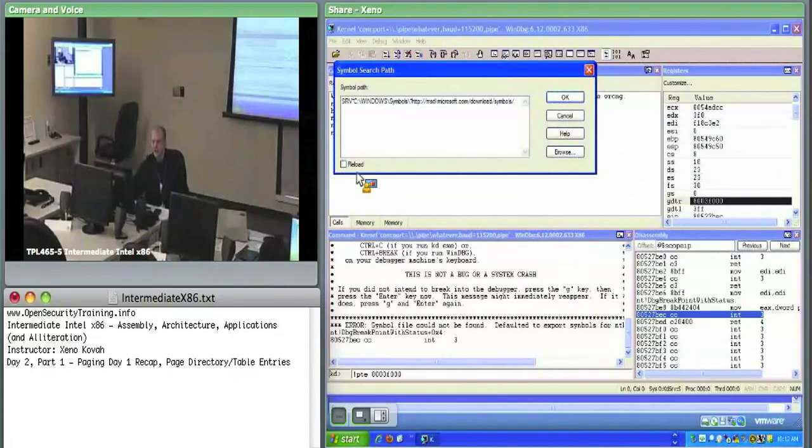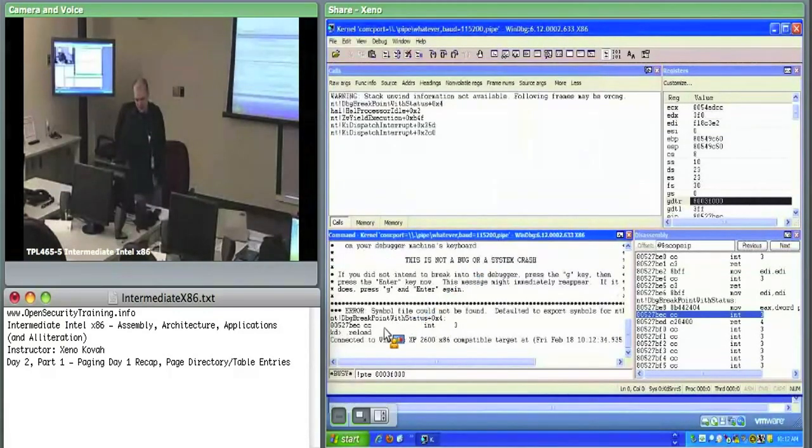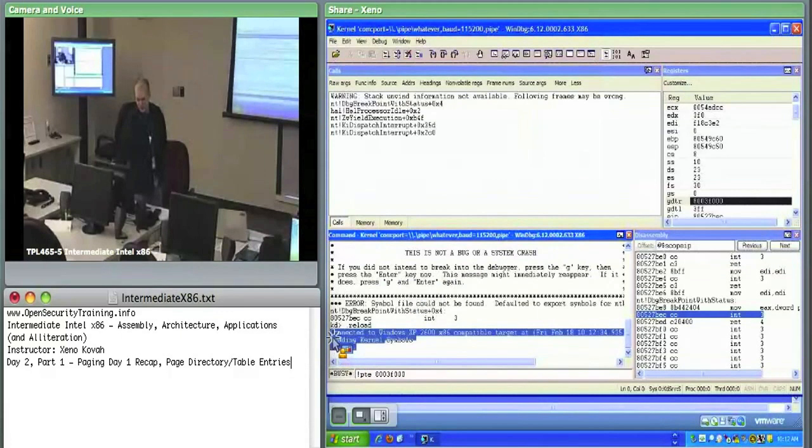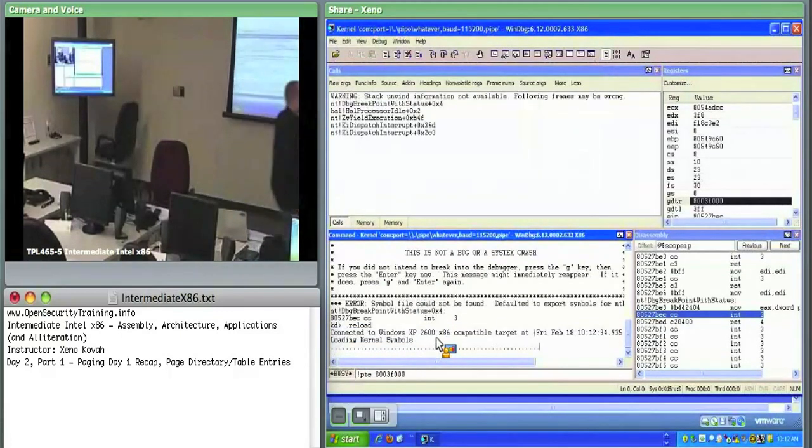All right, then you want to check the reload checkbox and hit OK. Refresh. Hit OK. If everything is succeeding, you should see something like connected to Windows XP, and then it's going to have dots as it downloads the symbols.